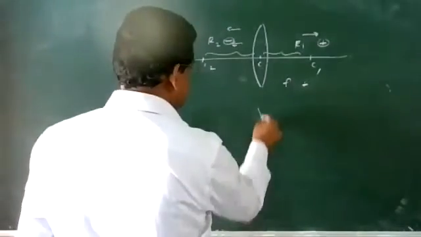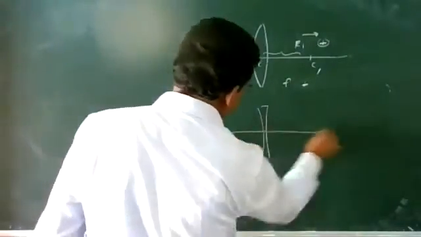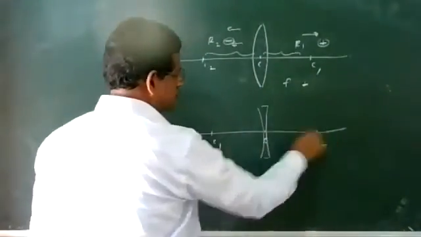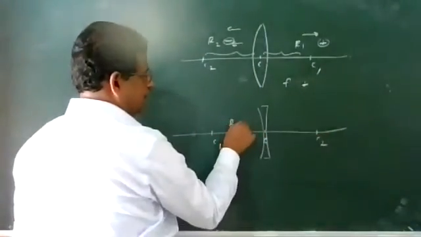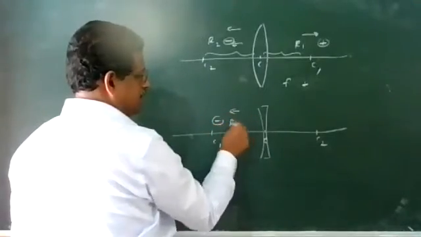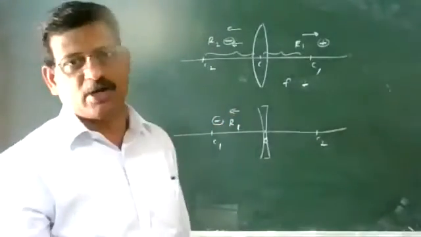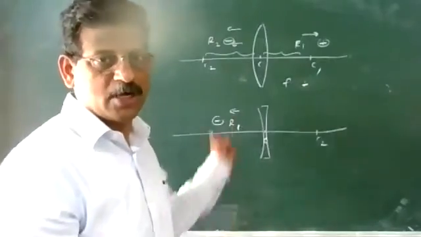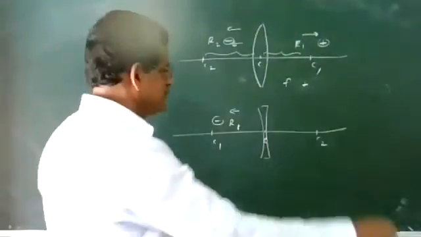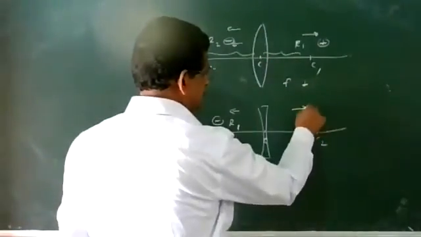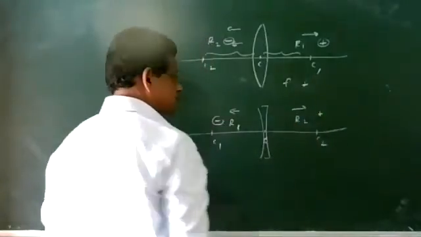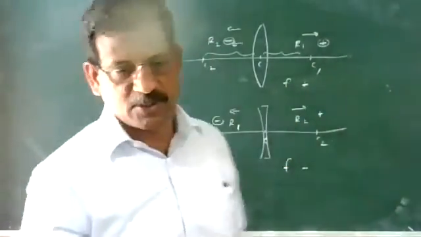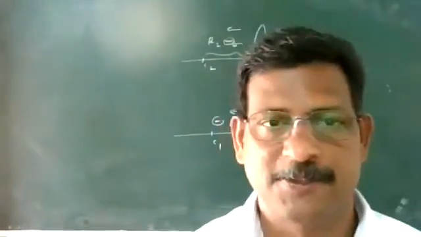If it is a concave lens, C1 is here, C2 on the right side. So R1 is on the left side, that is taken as negative. Now the change: R1 is negative for a concave lens, and R2 is here toward the right side, that is positive. And focal length of a concave lens is negative. So these are the sign conventions that you are to use for doing the numericals.